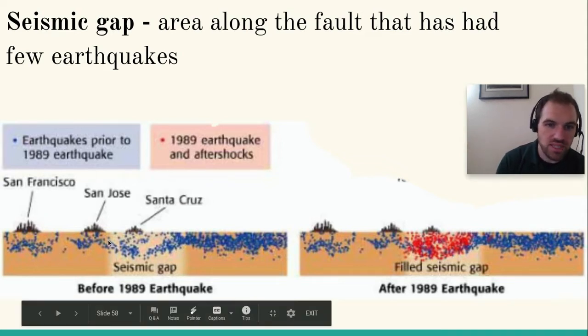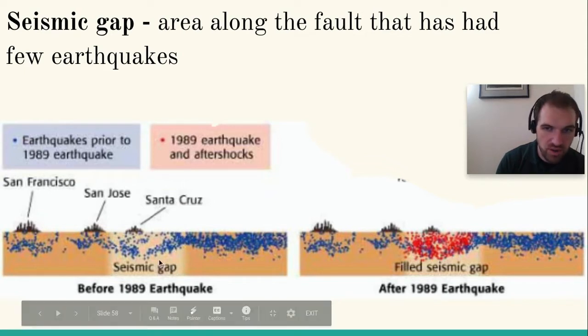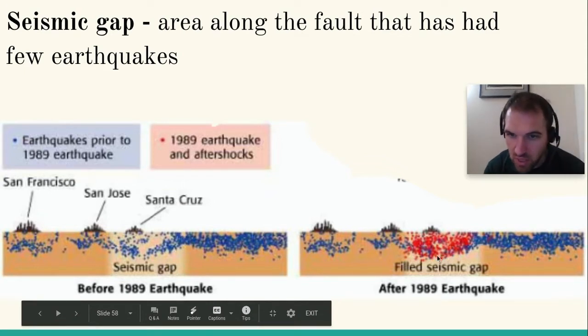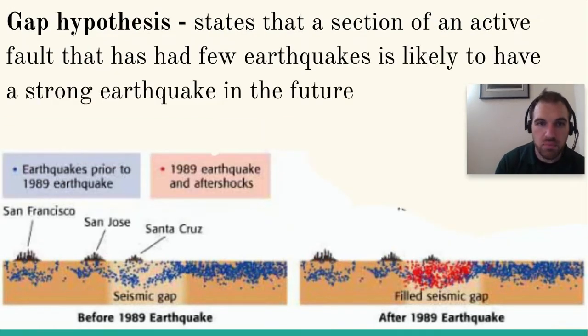So before 1989, this is that gap right there. And then look, immediately after the earthquake in the red, it fills in that gap right there. So a gap is what you use to make a hypothesis. It's called the gap hypothesis. And this states that a section of an active fault that has had few earthquakes, and that means a seismic gap, is then likely to have a strong earthquake in the future.